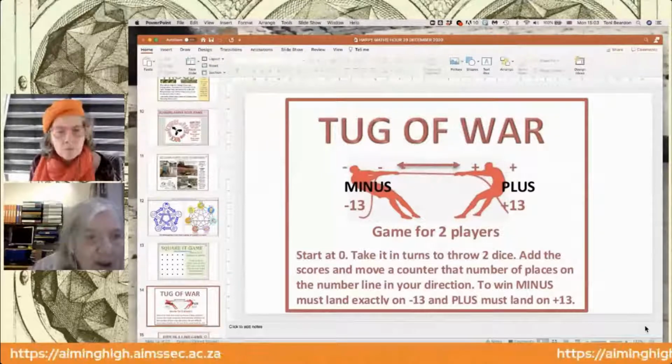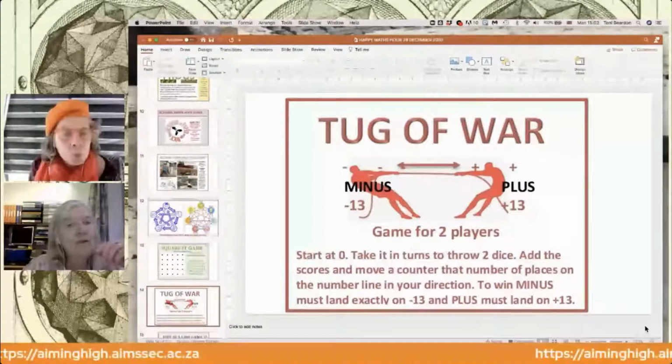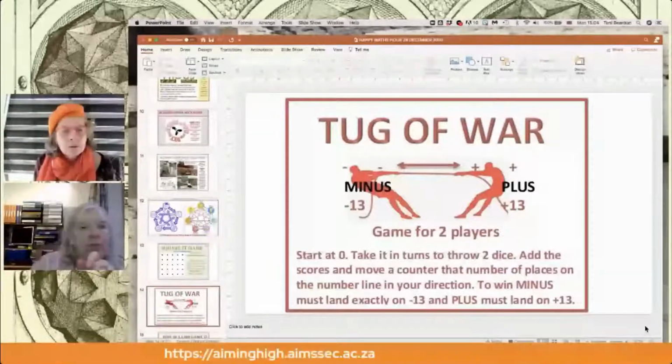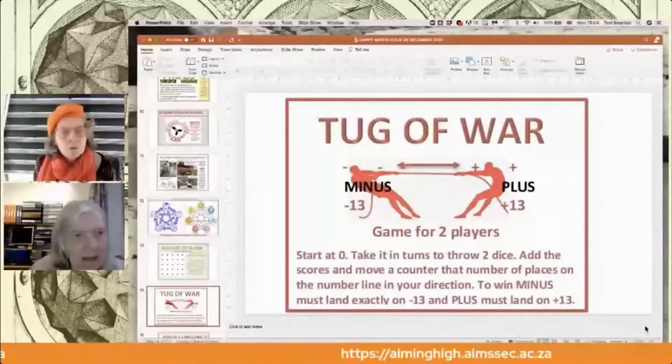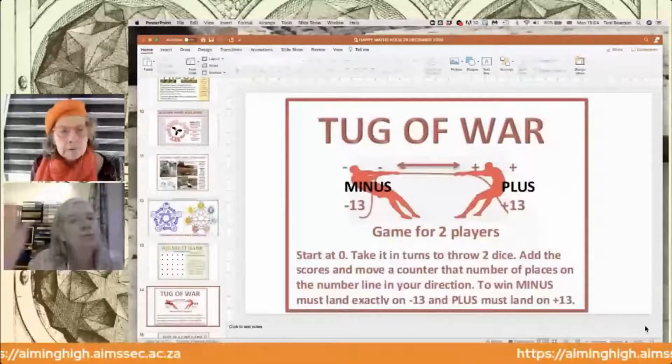Next time, the other players throw the dice and pull the number that way, so it moves from 11 back towards, in the negative direction, back towards -13. Now, Caroline asked, what happens if you throw 3? Too bad, you don't move at all. You've got to get precisely on +13 or -13, okay?